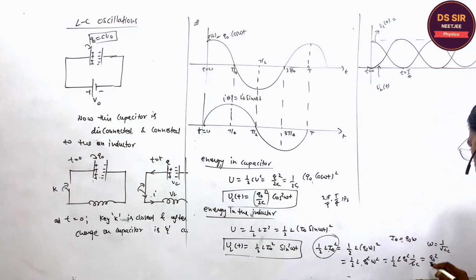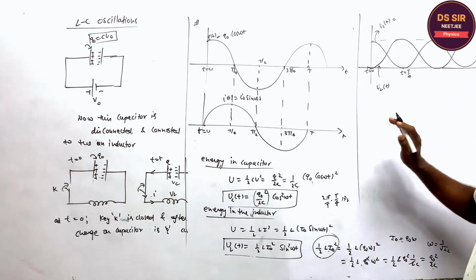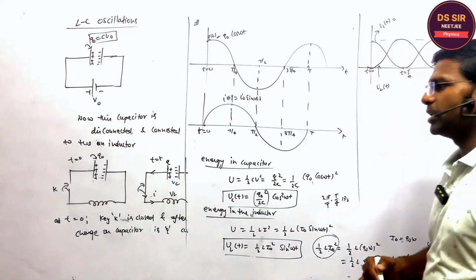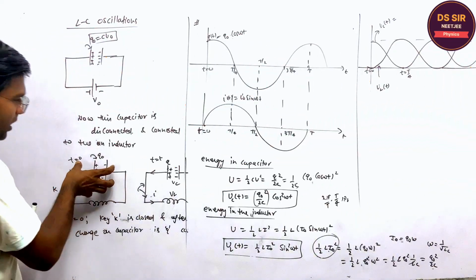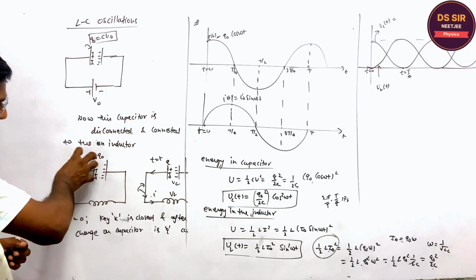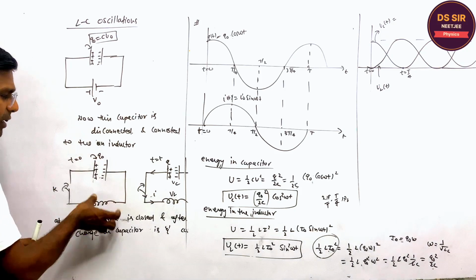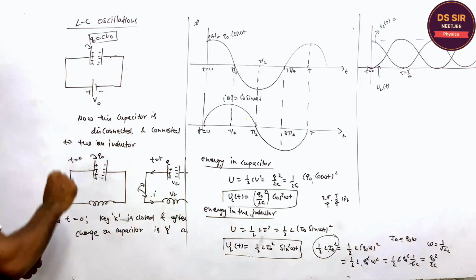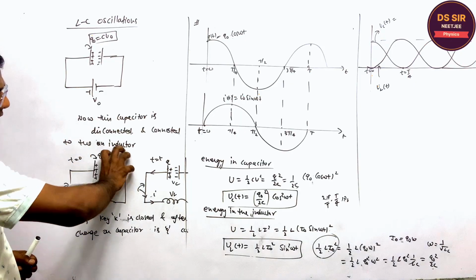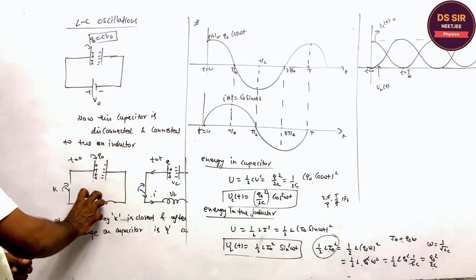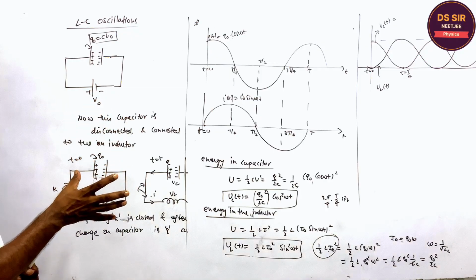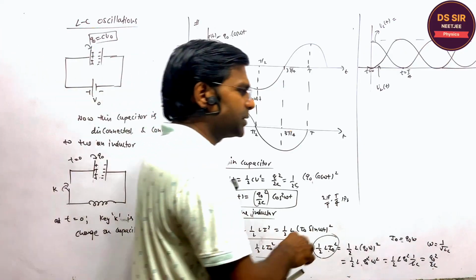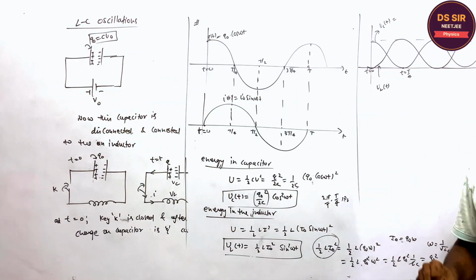Half L I naught square is equal to Q naught square by 2C. What is the meaning of the LC oscillation, you tell. The meaning of the LC oscillation is that the energy of the capacitor is transferred to the inductor, and in the next cycle the energy of the inductor is transferred to the capacitor. Then capacitor energy is transferred to the inductor, then inductor energy is transferred to the capacitor. Are you getting or not? So the energy in the capacitor and inductor oscillates, right?